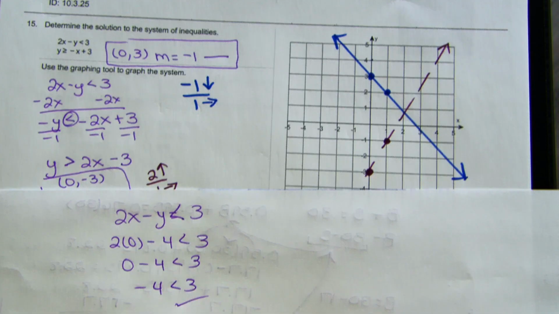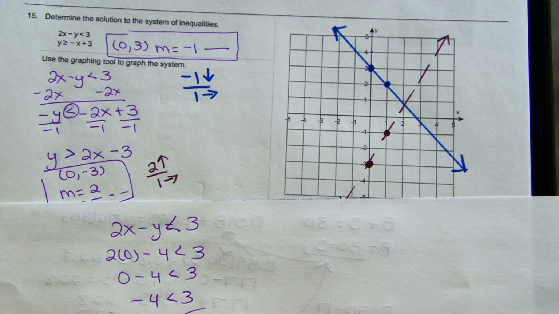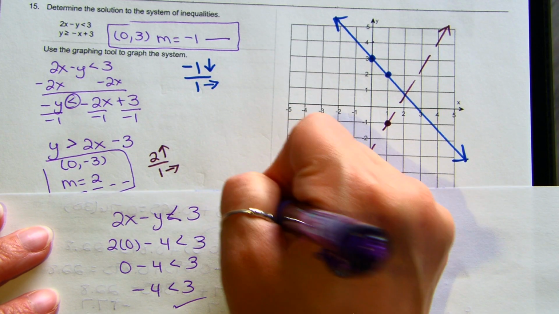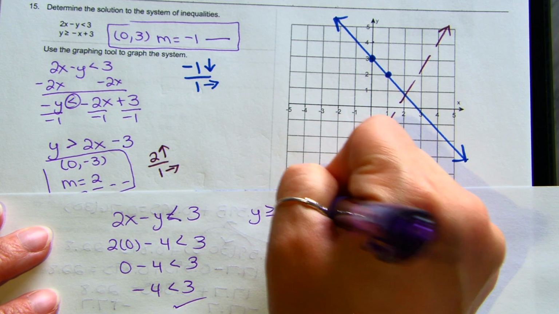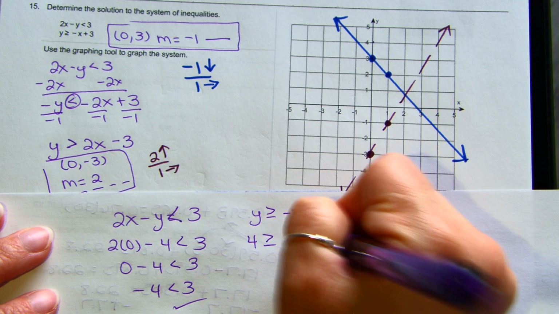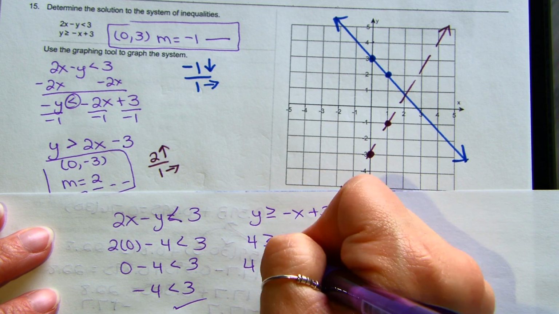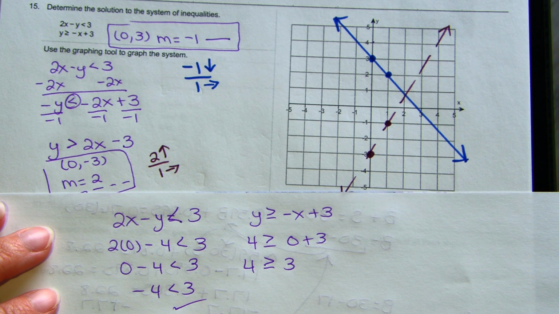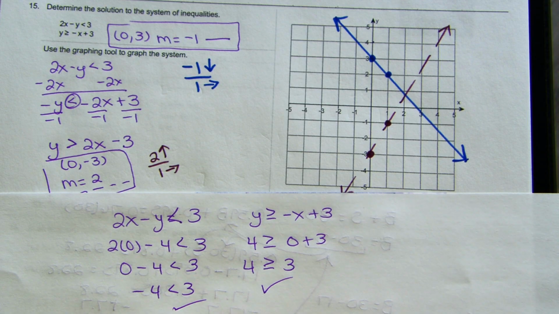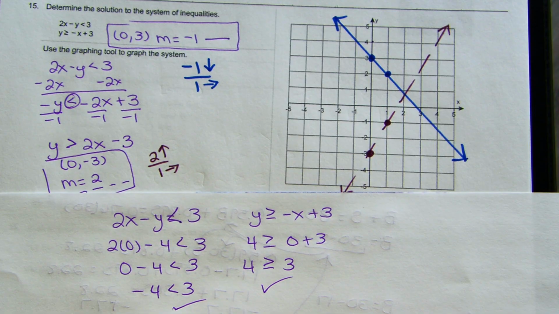Since it worked for both, that means that I shade the region up top. I don't have to test any other points. That's the region I shade. You will only ever shade one region. I don't care if you have 4 regions like down here, you have 2 regions like up here, or if you did something crazy and we had a system with 3 equations or 3 inequalities, we would still only shade one region.